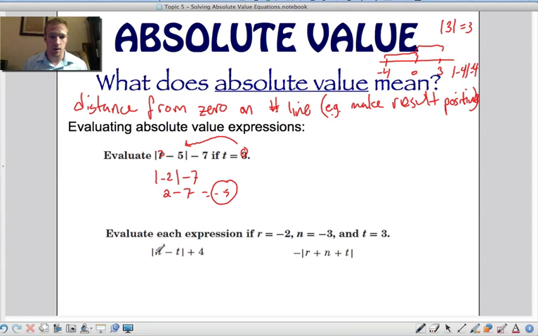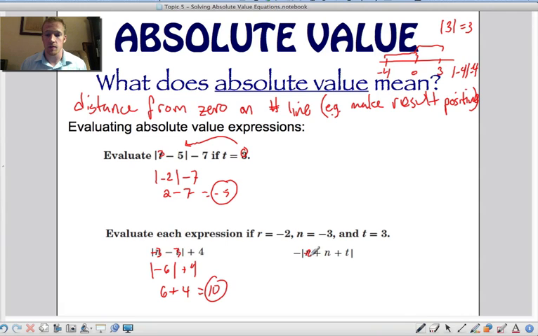Here, we're going to plug in a negative 3 for n and a positive 3 for t. So negative 3 minus 3 is a negative 6 in the absolute value. Alright, now we've got just a number in there. The absolute value of negative 6 is 6. And that way we get 10. Alright, so just one more here.